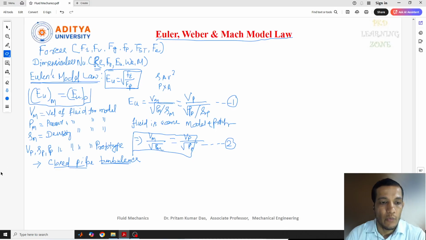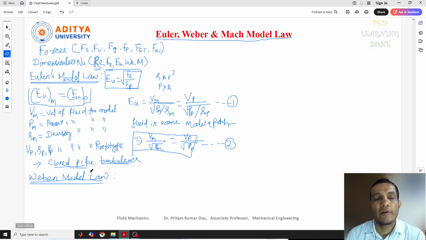Similarly, we'll discuss the Weber model law. The next one is the Weber model law. How we derived this Euler's model law, in a similar manner we need to derive this Weber model law. This also we have discussed previously. It is denoted by We, and it is the square root of the ratio of the inertia force by surface tension force.